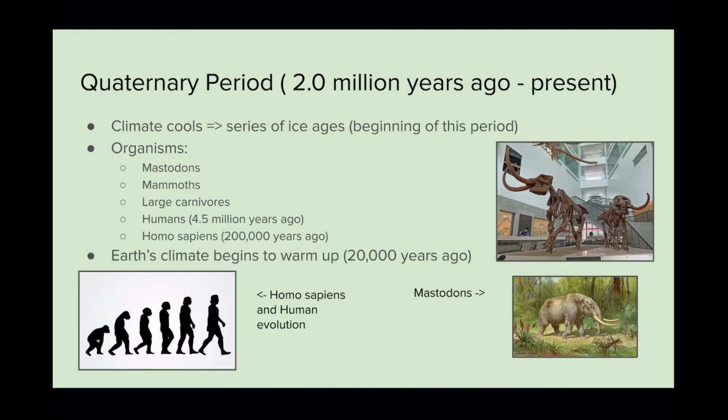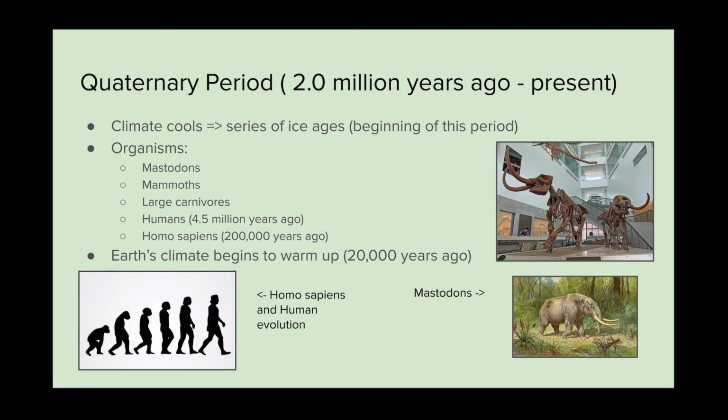The last period. We are currently living in the Quaternary Period. This period started 2.0 million years ago. Different from the Tertiary Period, the Quaternary Period actually had a cool climate. As a result of the cold weather conditions, the Ice Age started at the beginning of this period.